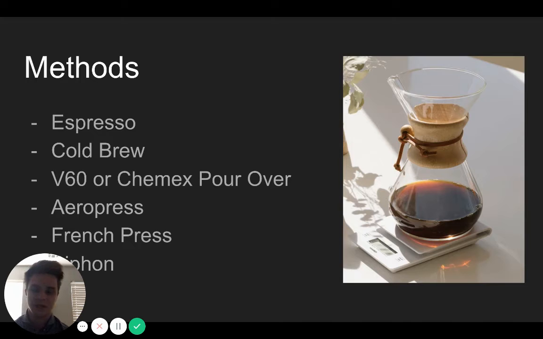Next, we have our V60 or Chemex pour over. This is going to be a very complex, very difficult method of brewing coffee. It is totally manual. There's not really a lot that the pour over does for you. We have our picture of a Chemex included. So this is going to be a very difficult method of brewing coffee, but it does give you a very complex flavor, and it does extract a lot that other machines do not.